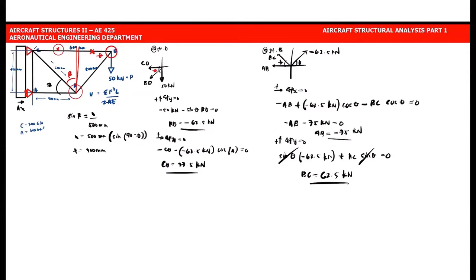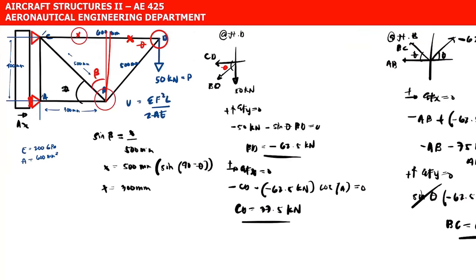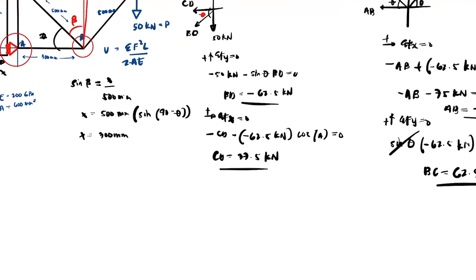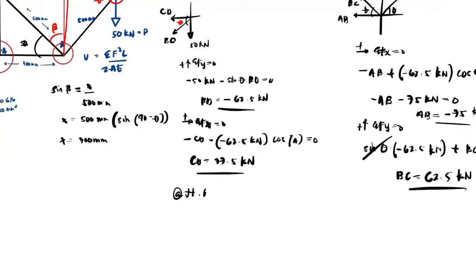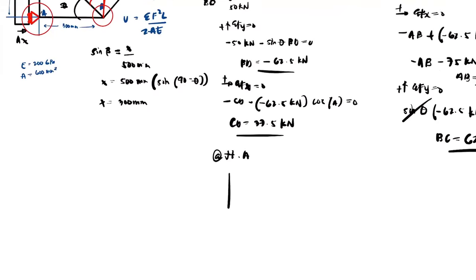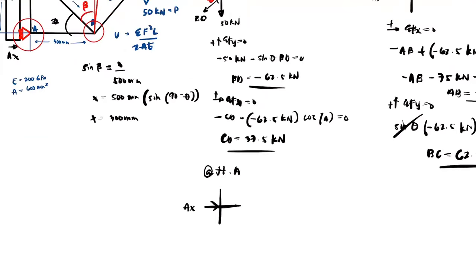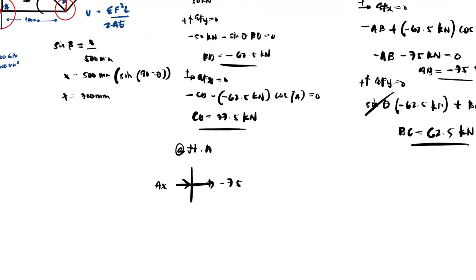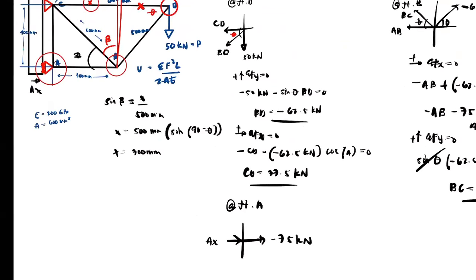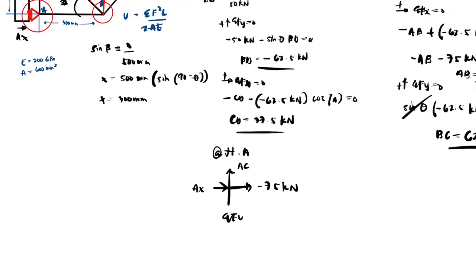So last is member AC. We now have AC. Member AC is the only one we don't have yet. So at joint A, we can get it here. At joint A, we have AB, which we assume is in tension, and this is negative 75 kilonewton, and member AC. By summation of forces in Y equal to zero, going up is positive, AC is equal to zero.